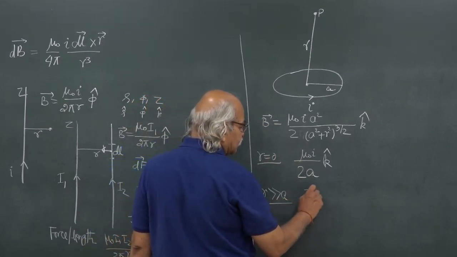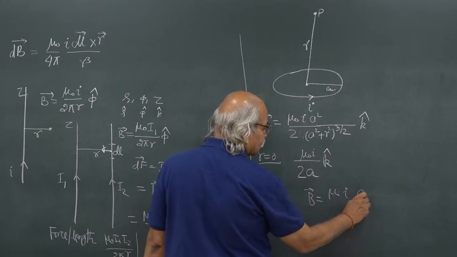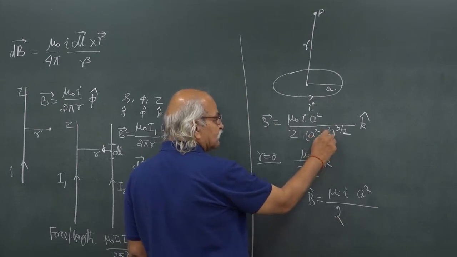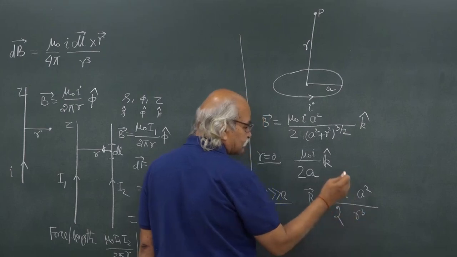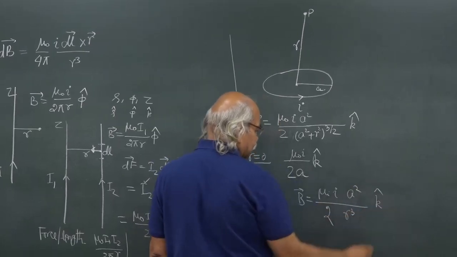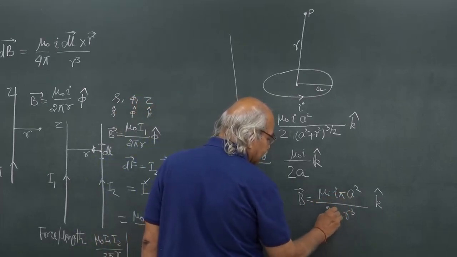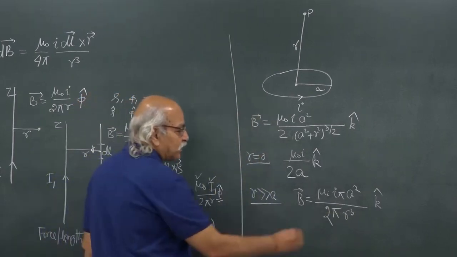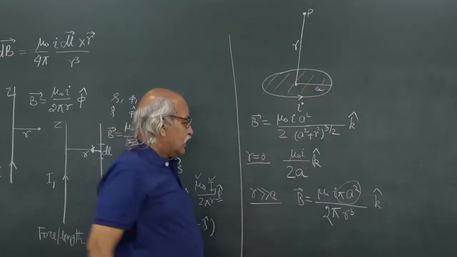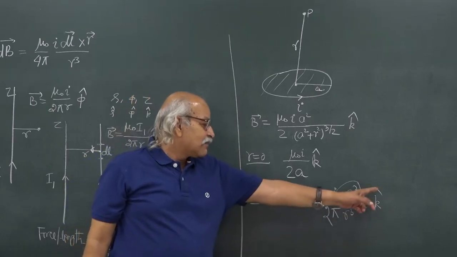In that case, B is equal to mu naught I A square, divided by 2, and this A we are neglecting, so this will become R cube. Okay, and this will be in k cap direction, of course. And if you multiply it by pi here and pi here, then this pi A square is the area of this current loop, and this is current I. So, you remember I times area and then k cap.